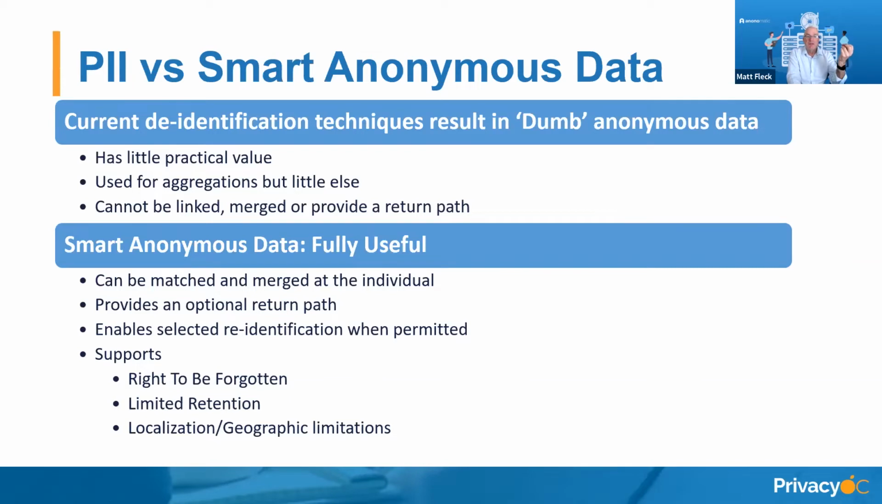Another thing smart anonymous does, which is really very powerful, is it supports all these evolving responsibilities and obligations for data privacy. First and foremost is right to be forgotten, limited retention, localization, and any other sort of geographic limitations, including bringing EU-based data back to the US. All of these things can be done with smart anonymous data. And if you're thinking it's like another can of worms, that's not the case. There's actually no additional risk in using smart anonymous data than there would be if you just simply pulled all of the identifiers straight out.